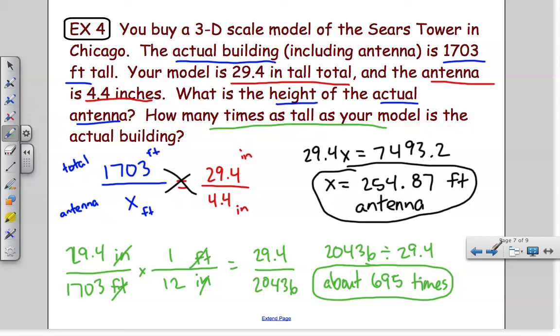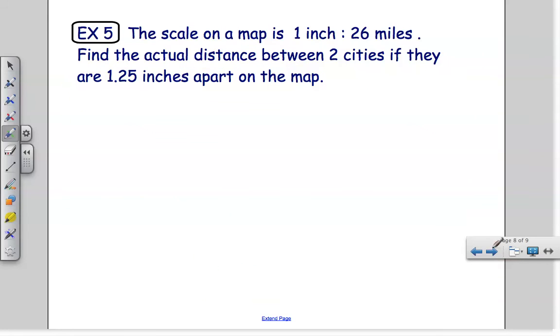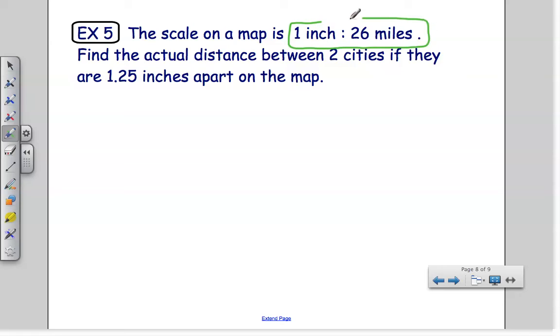I have one more example of one of the most common scale drawings that you use in real life, which is a map. And anytime you look at a map, you're going to see a scale given to you. Like this says 1 inch on the map means 26 miles in real life if you're actually driving. I want to find the actual distance between two cities if they are 1.25 inches apart on the map. So it's a little more than 1 inch. It's going to be a little more than 26 miles. Set up a proportion here.